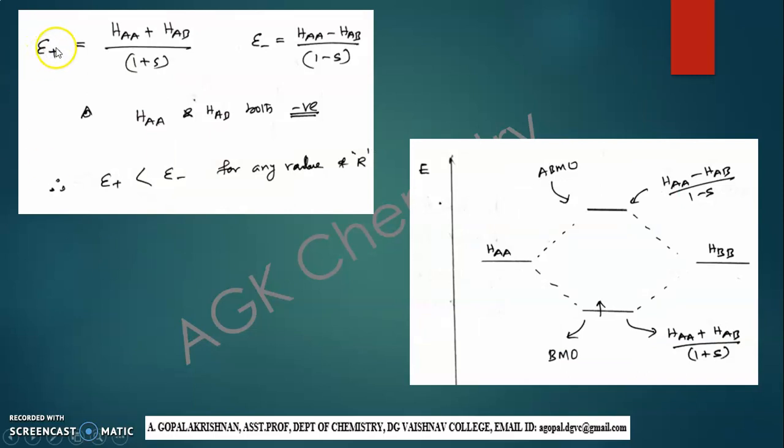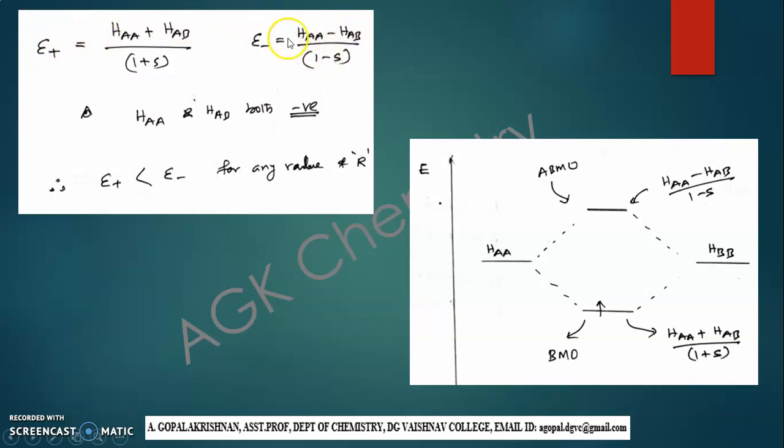So this is the expression for E plus and this is the expression for E minus, and I have told you both HAA and HAB are negative values. And the magnitude of HAB will be very large when R is very small. So as R decreases, this magnitude becomes larger. Since these both are negative, as R decreases, the energy of E plus state starts to decrease and reaches a minimum. After that it will increase.